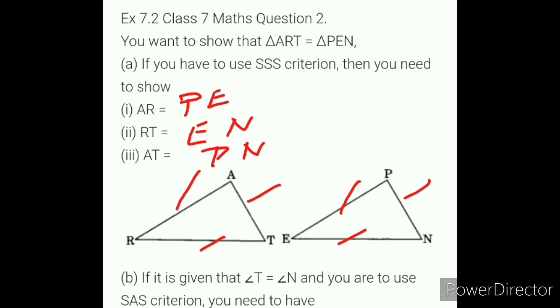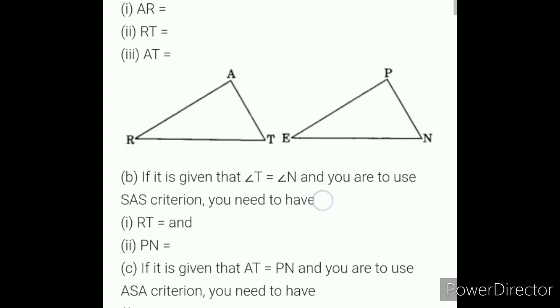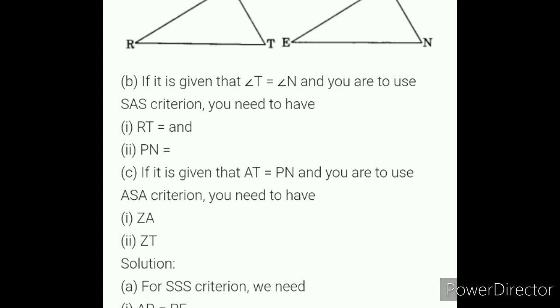Okay, I'll show all the solutions together. Just listen now. Next, using the same triangle, in another part it is given that angle T is equal to angle N, and you are to use SAS criterion. You need to have RT equal to, again RT is equal to what? EN. PN is equal to, yes, good, TA.